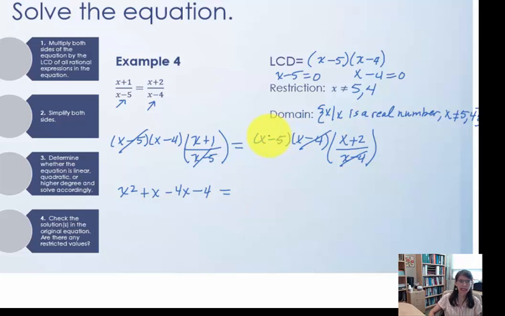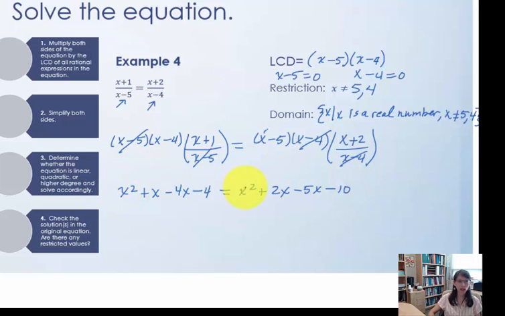On the right-hand side, I also have two binomials, so I'll use distributing x times x and x times 2. That's x squared plus 2x. And finally, distribute negative 5. Minus 5 times x is minus 5x. Minus 5 times 2 is minus 10.